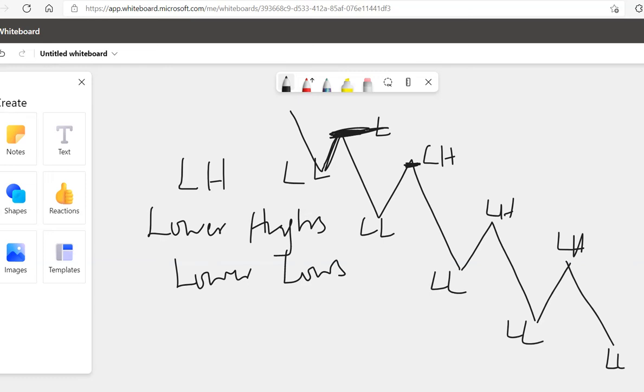So the same rules apply. You are interested in selling at these positions. This is the position you're actually interested in selling. You're not interested in selling at this position.